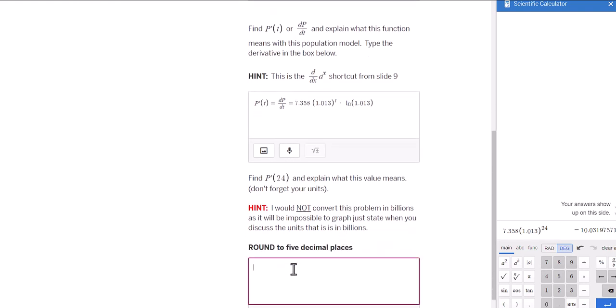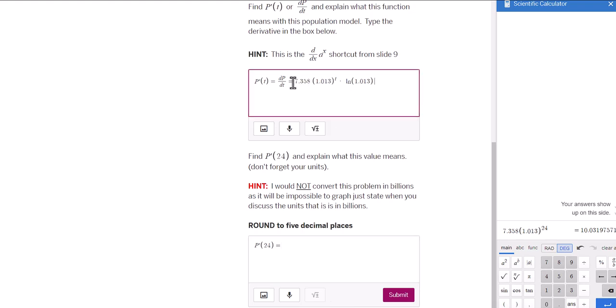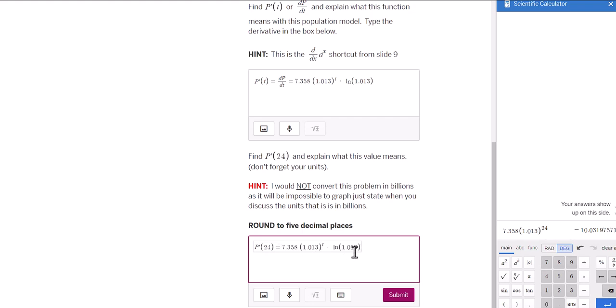Now this here wants me to find P prime of 24. And so all I'm going to do is take this equation right here, and where I see t, I'm going to plug in 24. I just have to do times ln of 1.013. And so I get 0.129576. Again, I'm going too many decimal places.